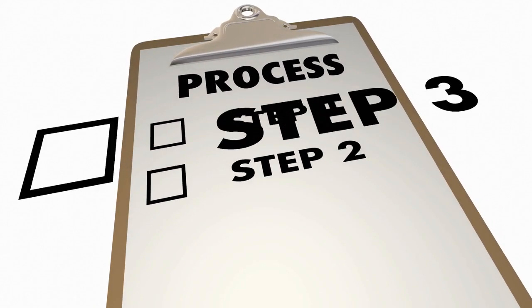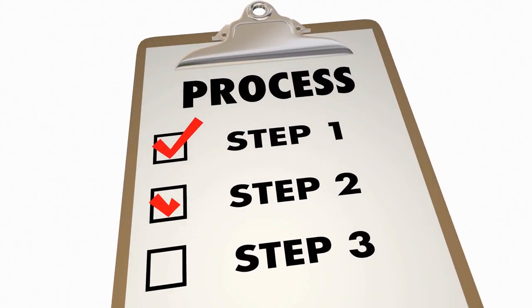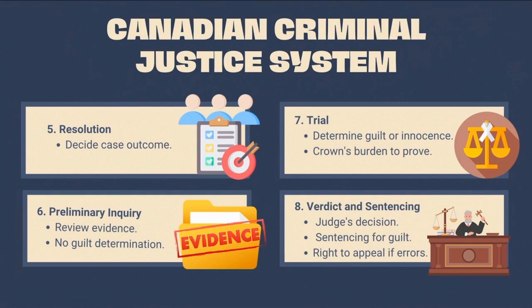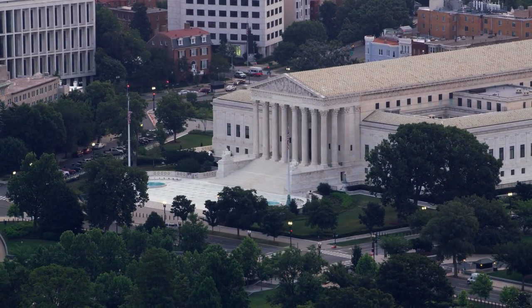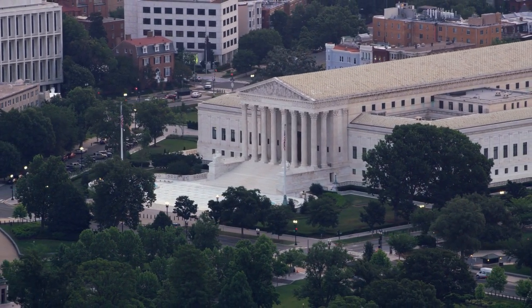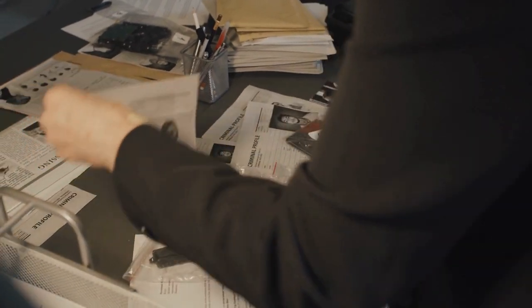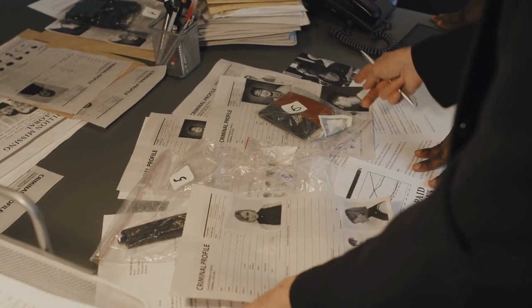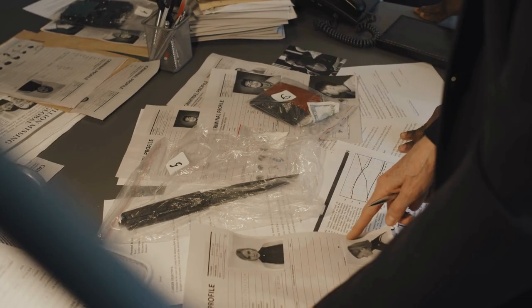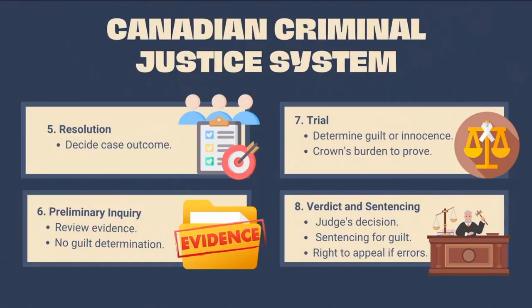If you say guilty, you're going to give up your right to trial. Before that, the judge might ask some questions to make sure you know what you're doing. In more serious cases, they might have a preliminary inquiry. Think of it like a mini trial. The judge does not say guilty or not guilty here, they just check to see if there's enough evidence for a full trial. Now comes the big show, the trial.